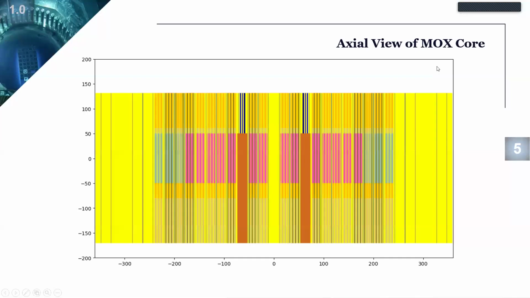All right, so this is what the axial view of the MOX core for the European sodium-cooled fast reactor looks like. For the axial view, we have two reflectors. There is a top reflector and then the bottom axial reflector.